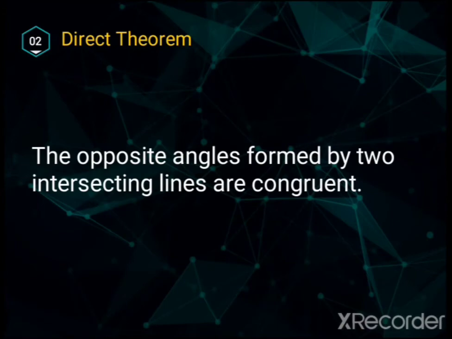Let's see the direct theorem first. There are two types of theorem, direct and indirect. The opposite angles formed by any two intersecting lines are congruent. Here we require two intersecting lines, which make four angles. Out of these, opposite angles are congruent.